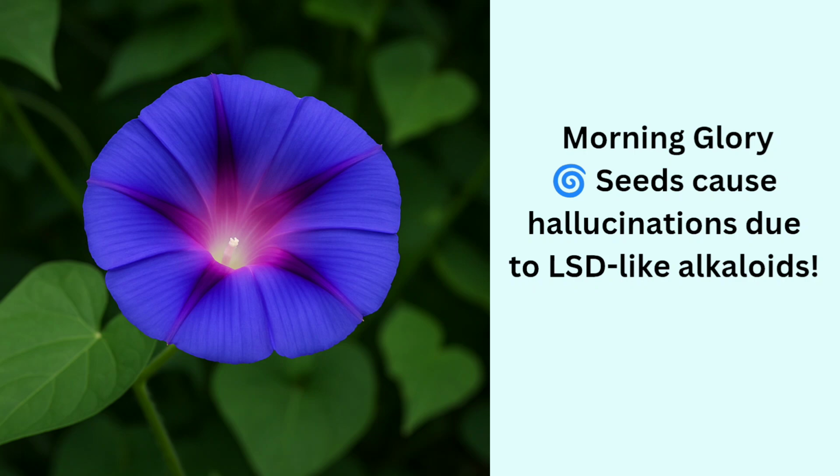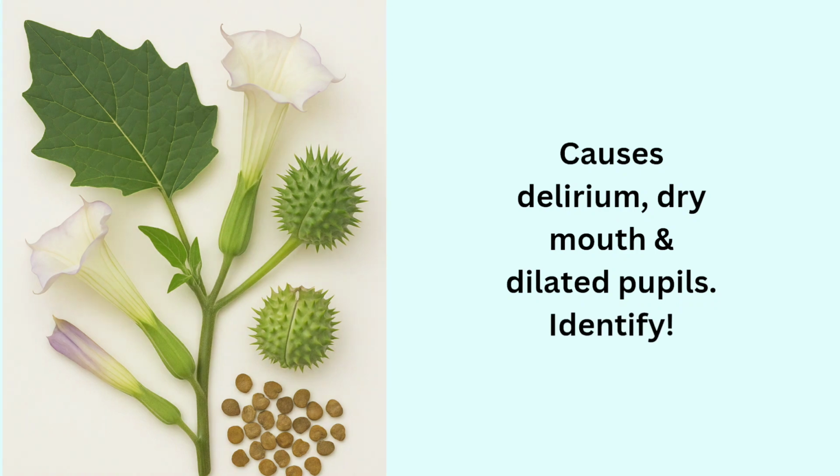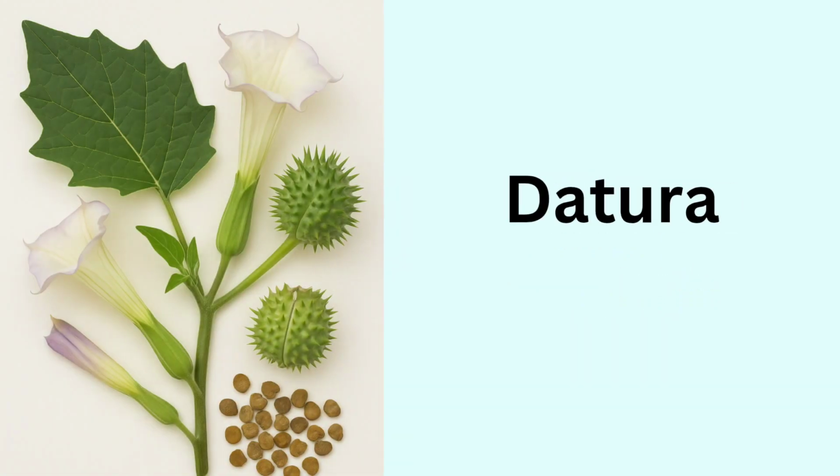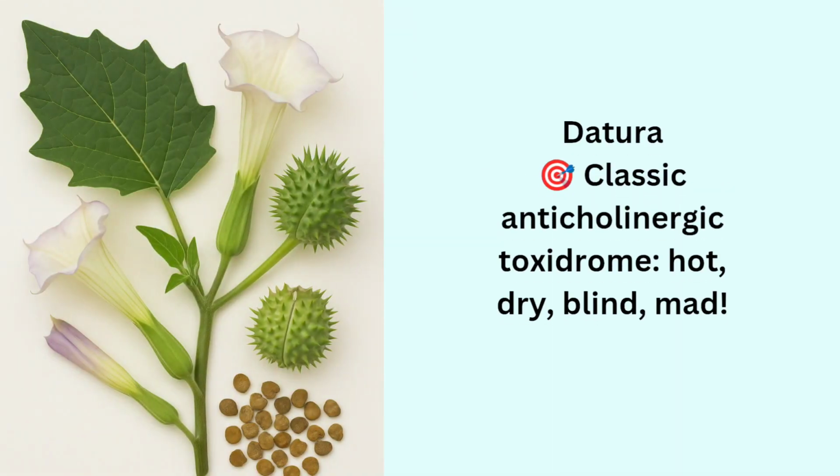The next plant is a very favorite and very repeated question. This is Datura. How do you identify it? It has a trumpet shaped flower with thorny fruit. This has anticholinergic properties. It gives anticholinergic features like dilated pupil, dry mouth, delirium.